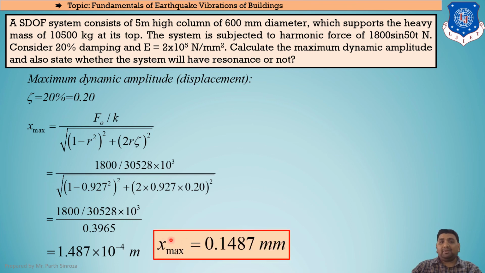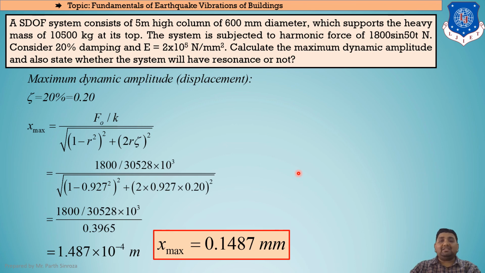Clear? So the final answer of this maximum dynamic amplitude X max comes out to be 0.1487 mm. And now we'll be finding our second answer. We are also being asked to state whether the system will have a resonance or not. So how to find whether the system is having a resonance or not?